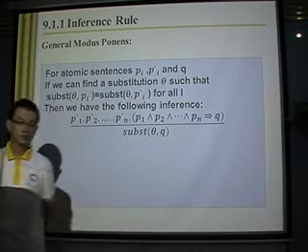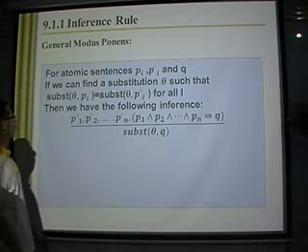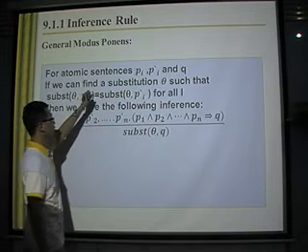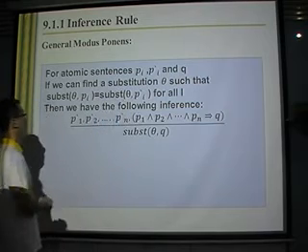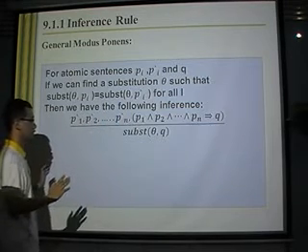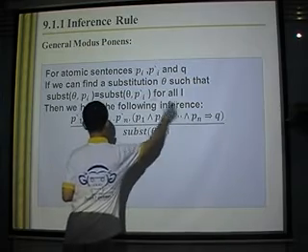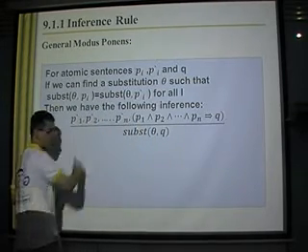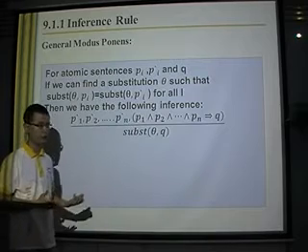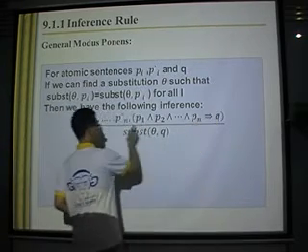And the general modus ponens rule. If we have atomic sentences p_i, p_i' and q, and we have a substitution theta that makes the premise of this implication identical to the conjunction of facts in the knowledge base, then we can apply this substitution theta to q and generate a new valid sentence.